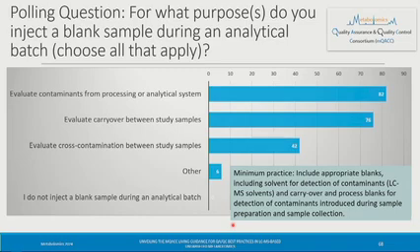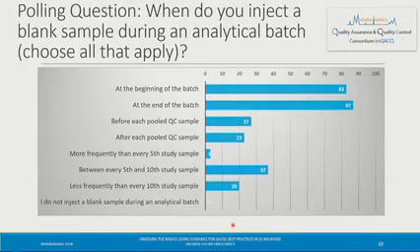The next polling question that we have is, when do people run a blank sample during an analytical batch? And we have, at the beginning of the batch, at the end, before each pooled QC, after, more frequently than every 5th sample, between every 5th and 10th, less frequently than every 10th, and I don't use blanks at all. So, I mean, the good news is people are running blanks.